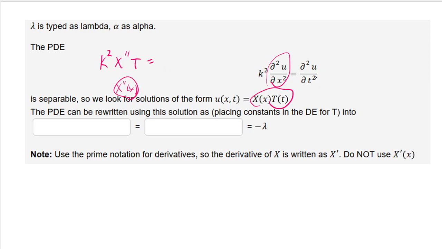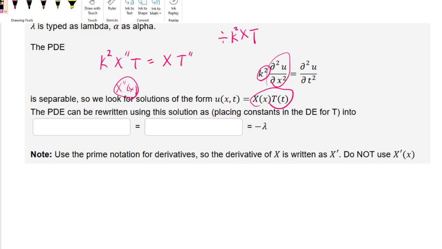And then on the right side, because you're differentiating twice only in t, this will become X times T double prime. And just like in the heat equation, you want to divide both sides by the constant times XT. But in the heat equation, I told everyone to divide by kXT, right? However, here the constant is k squared, so we're going to divide everything by k squared XT. And let's see what happens.